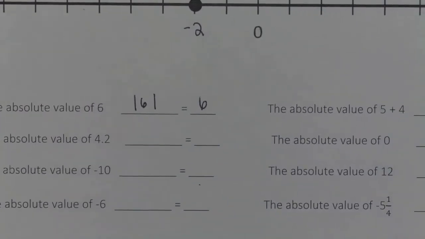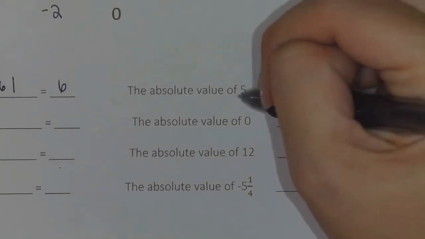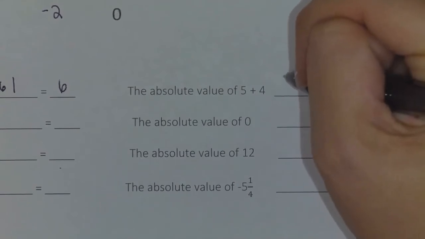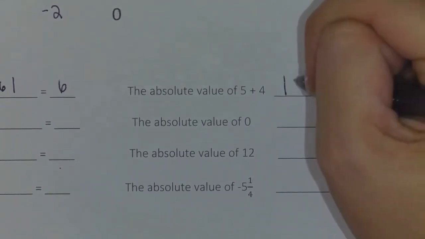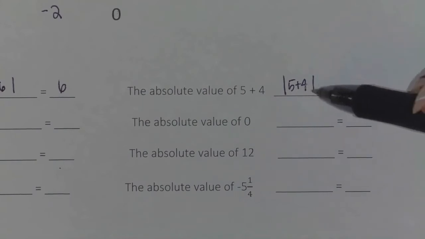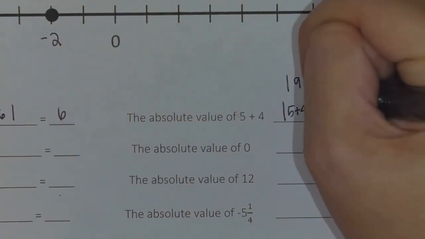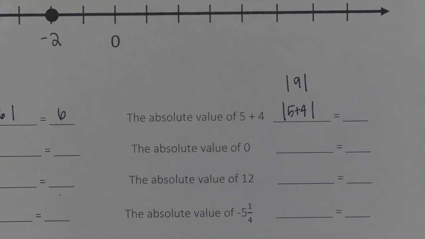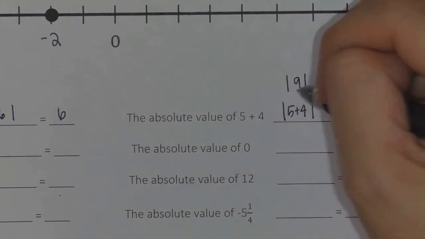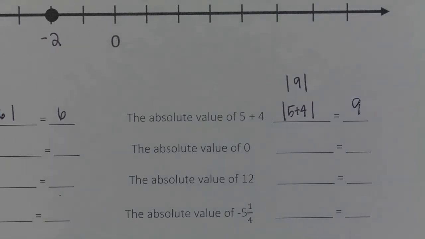Our next one, the absolute value of 5 plus 4. So again, I'm going to write this using my symbols. So 2 straight up and down lines, 5 plus 4. So 5 plus 4 just gives me 9. So all this question wants to know is what is the absolute value of 9? 9 is 9 spaces away from 0. It's always, always, always positive. So I just get 9.